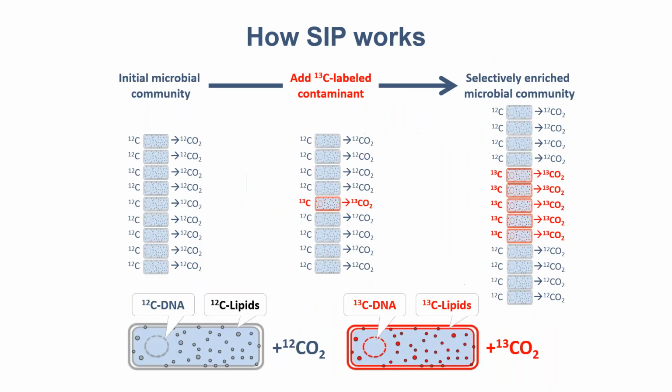So let's see, this shows it a little more. The slide shows how it works. On the left, you can see a cell with no 13C in the biomass, or in the lipids, or in the CO2. But when you add a 13C labeled contaminant, the cell takes it up, and it becomes part of the biomass and part of the carbon dioxide.